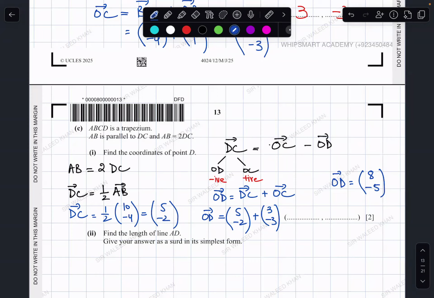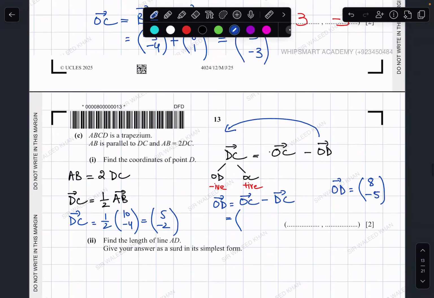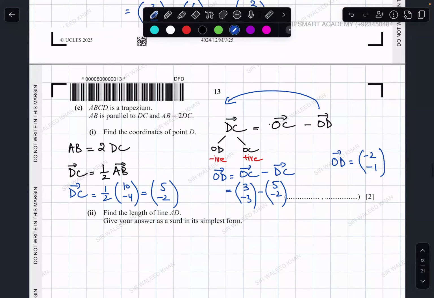Again, the steps I'm doing are for explanation purposes. Did I make an error? Yes, I made an error. Why? Because if I take OD over there, it becomes positive and DC becomes negative. I added that. My bad. Be careful with this, Vijay. Something which can happen. 3 and -3 minus DC is 5 and -2. So this should be -2 and -3 plus 2 is -1. Okay, so the coordinates of point D will be -2 and -1.